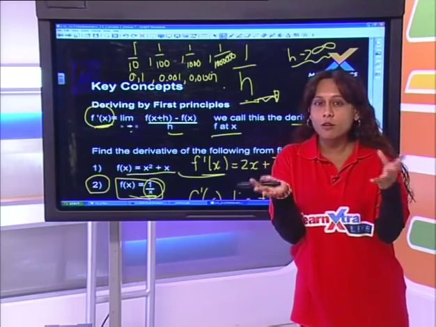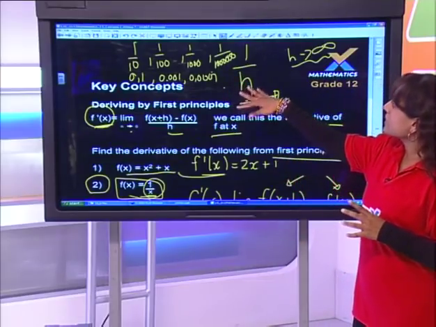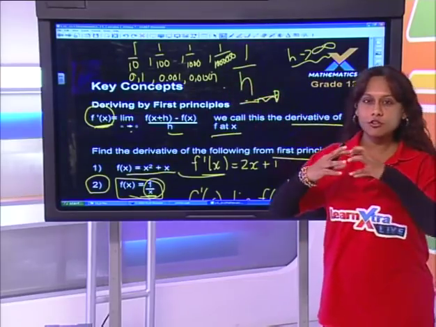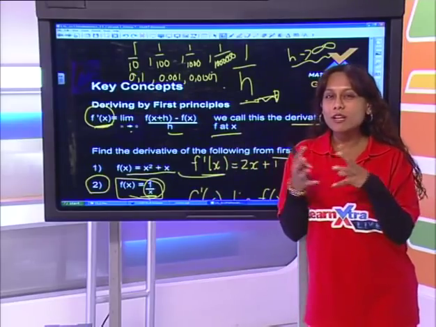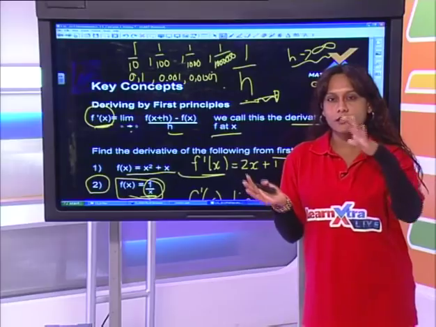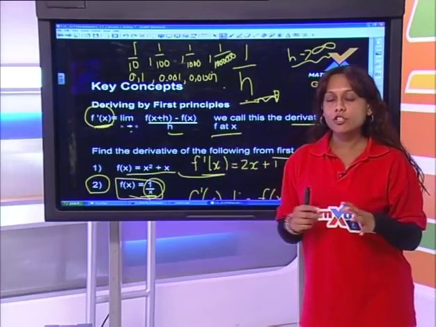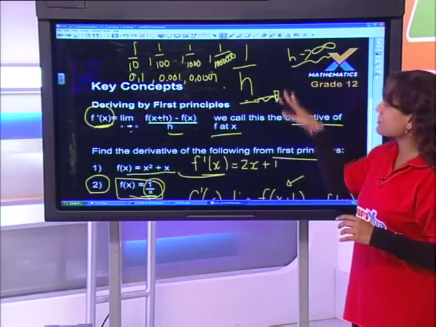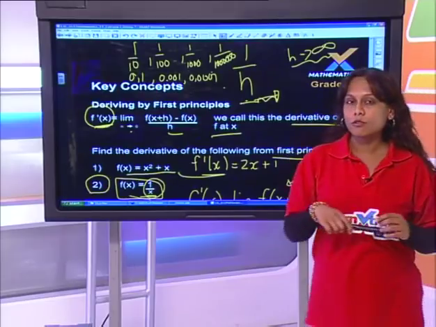So what happens is, as h approaches infinity in any fraction, it means your denominator is getting really big. So if your denominator is getting really big, it means your fraction is getting really small. So the overall fraction would approach naught. So in this specific case, as h approaches infinity, the function will approach naught.